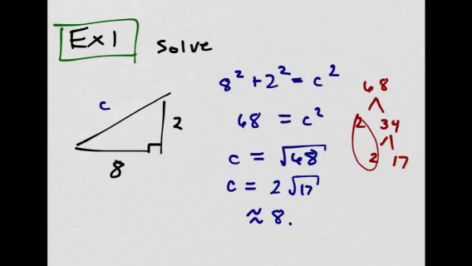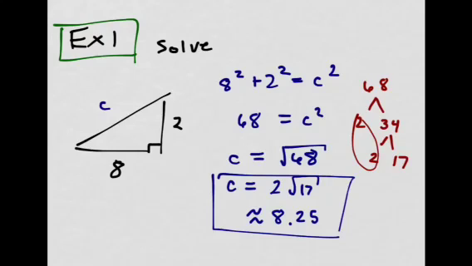approximately 8.25, if I round to 2 decimal places. And I'd want you to get both. This is good to practice getting both, both a decimal approximation and the exact values simplified as much as you can.